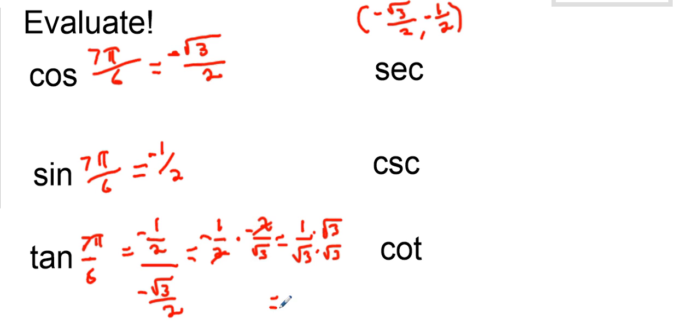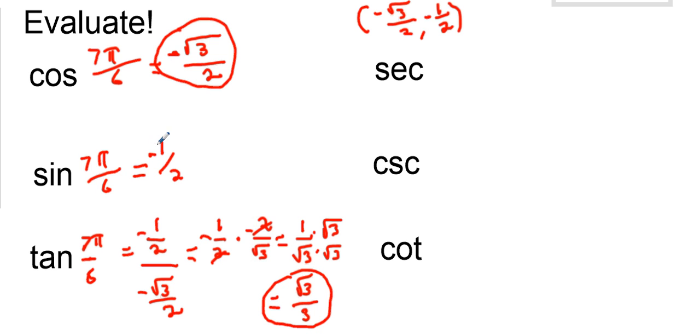I'm going to write my answer here. So square root of 3 times itself is simply 3. 1 times square root of 3 is the square root of 3. So there's our tangent. So we have our cosine, sine, and tangent.